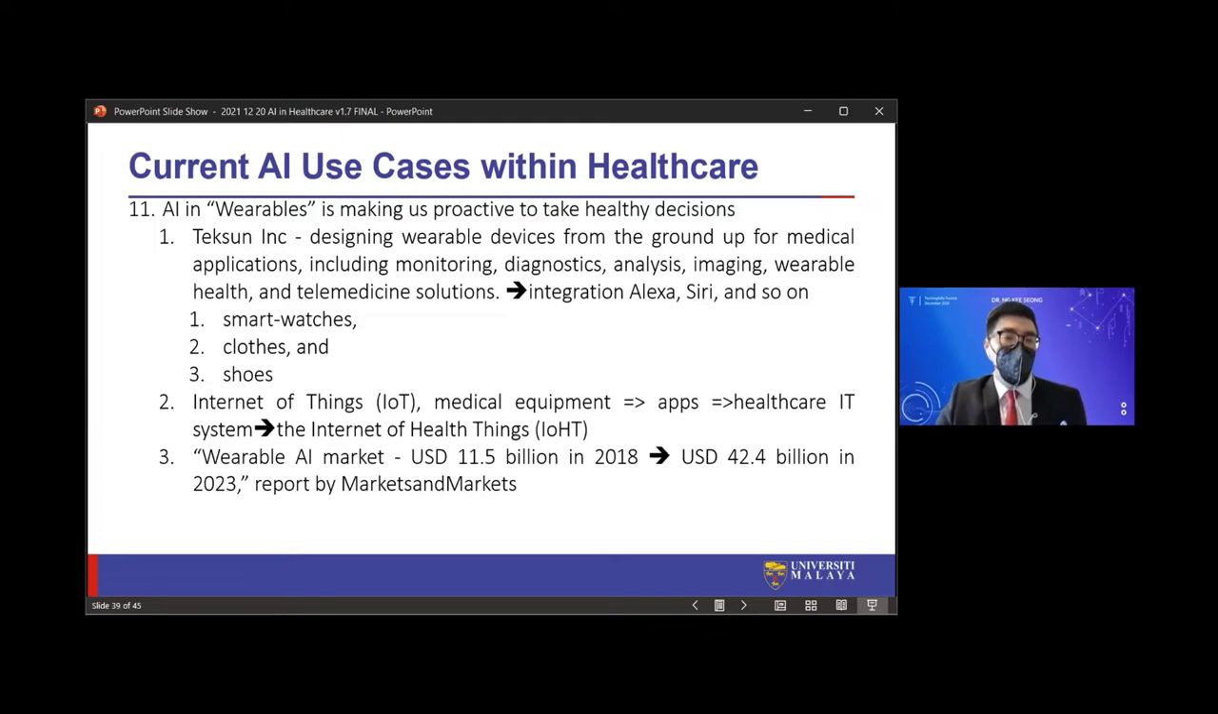The Internet of Things with medical equipment, which are linked to apps and then linked to healthcare IT systems, will potentially generate an Internet of Health Things in the future. And this wearable AI market has been shown in the States to be growing potentially from $11 billion in 2018 to $42 billion in 2023, as reported by MarketsandMarkets, one of the data analytics companies in the States.